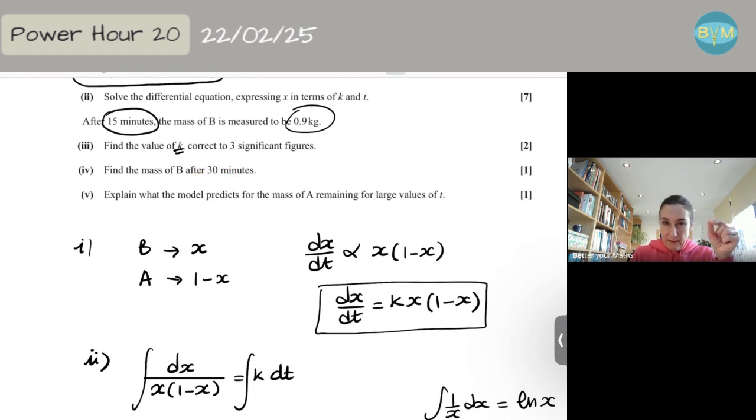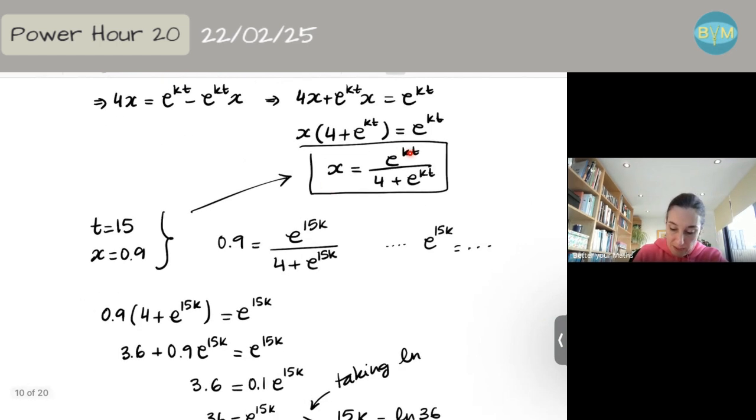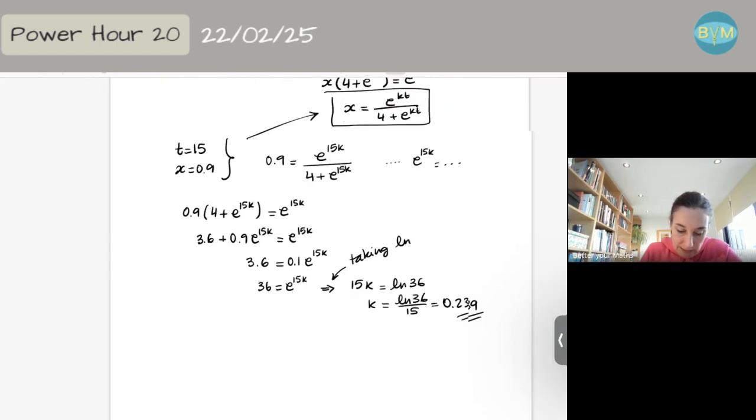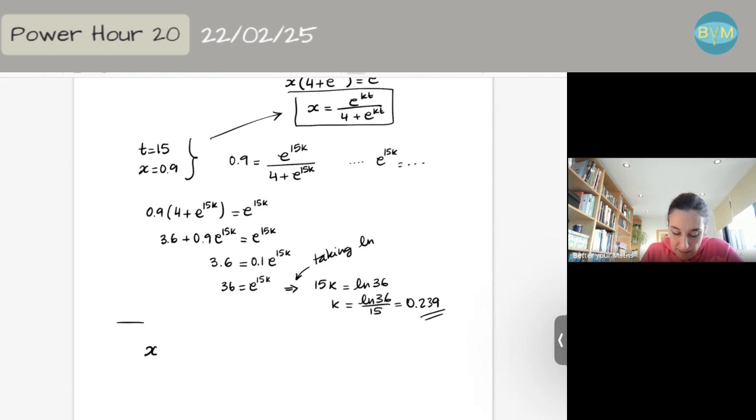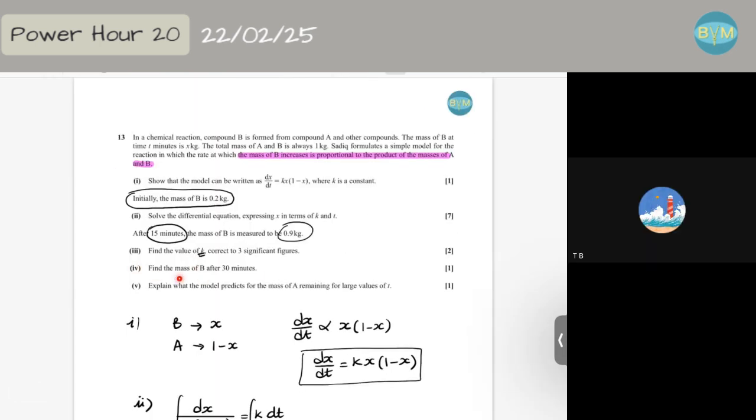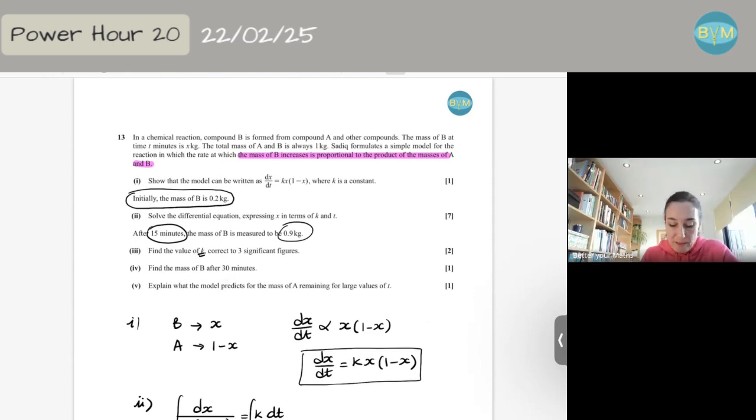What are they asking me? I now have the model completely, because I have this expression and now I know k. So I know that x is e to the power of 0.239t. So what are they asking me? Tabitha, look at the question. Are they asking you to substitute 30 in for t and find x? So I need to find x when t is 30.